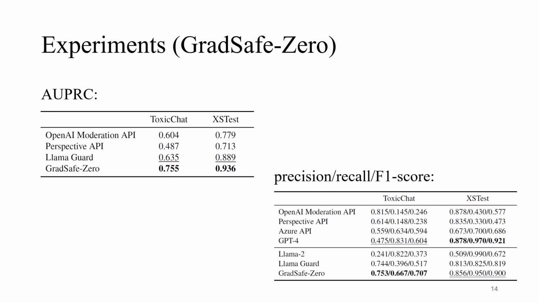The following section is for experiments. There are 2 evaluation datasets, ToxicChat and XSTest. Comparative experiments are conducted against several moderation APIs along with LLMs as zero-shot detectors. As we can see, GradSafe 0's performance is superior to all other methods, except that GradSafe does not outperform GPT-4 on XSTest. This can be attributed to the utilization of Llama 2 as the base model instead of GPT-4.